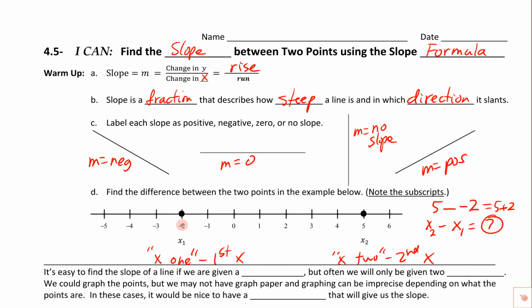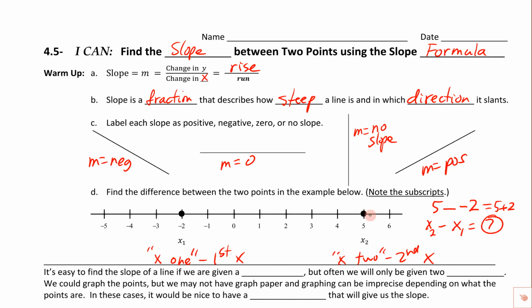It happens to be that the first one has a negative in front of it, and a negative times a negative is positive, so we get 5 plus 2 is 7. Now, let's verify that. We've got a graph, so let's go ahead and count. What's the difference between the two of these? Well, let's count: 1, 2, 3, 4, 5, 6, 7. 7 spaces in between them.